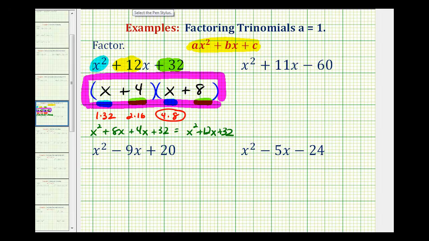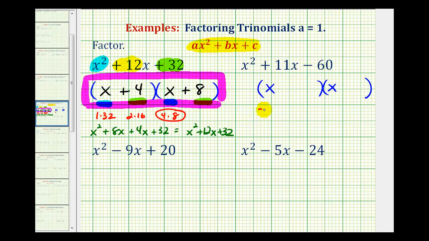Let's take a look at another example. The first thing to notice here, the only common factor among these terms is 1. So if this does factor, it will factor into two binomials. The first terms will come from the factors of x squared, that would be x and x. The second terms will come from the factors of negative 60, but we want the factors of negative 60 that add to positive 11. Let's list some of the factors of negative 60 and see if we can find the pair that have a sum of 11.